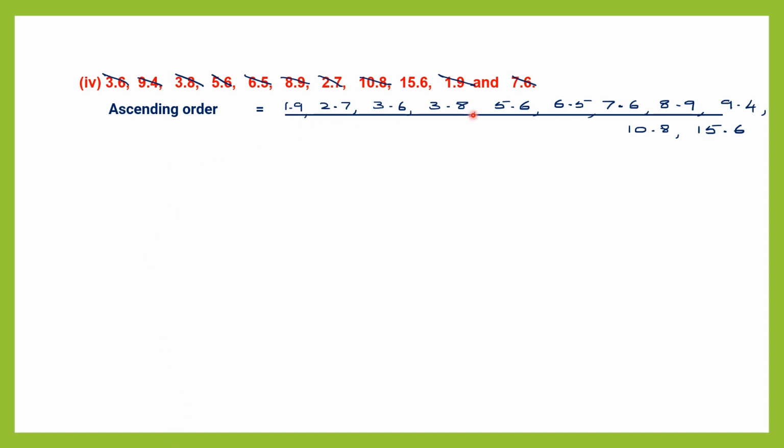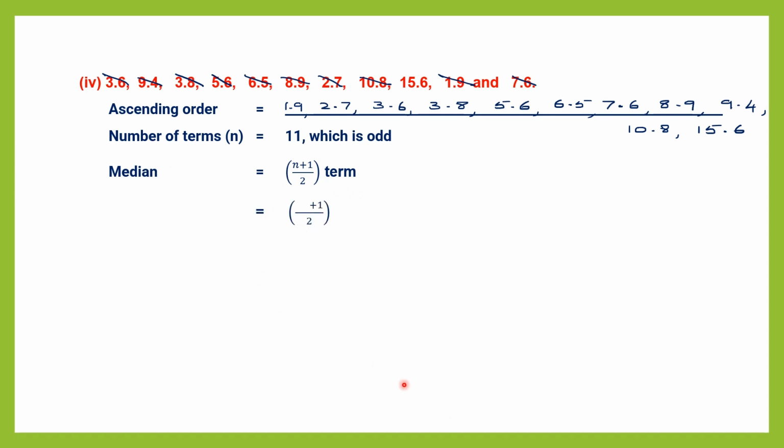1, 2, 3, 4, 5, 6, 7, 8, 9, 10, 11. So again the number of terms n is 11, which is an odd number. If this is an odd number, there is a particular formula to find the median, and the formula is this: (n plus 1) by 2, that term. And n here is 11, isn't it?